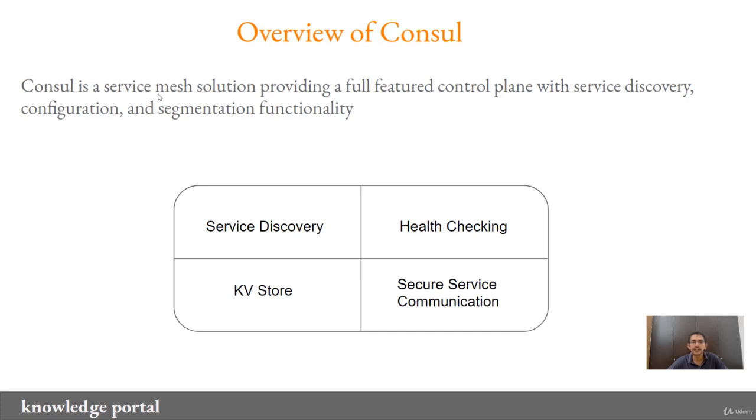So Consul is a service mesh solution providing a full featured control plane with service discovery, configuration and also segmentation functionality. We'll be discussing in great detail about each one of these in the later part of the course, but at a high level overview, just note that there are four primary features of Consul. First major one is service discovery. A lot of organizations use Consul primarily because of the service discovery functionality. Second is health checking. Third is KV store. Fourth is secure service communication. So at a high level overview, let's quickly look into each one of these.